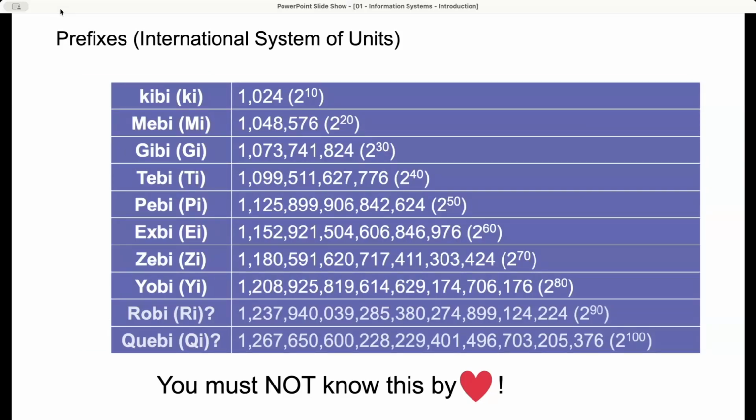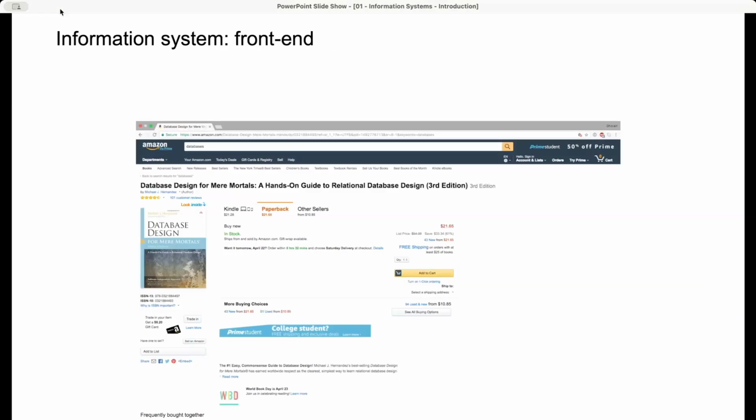It's just a coincidence that it's working like that. Even though when you go down, it starts deviating a bit, right? Because now it's 1.2 and not just, yeah. All right, so that's the international system.